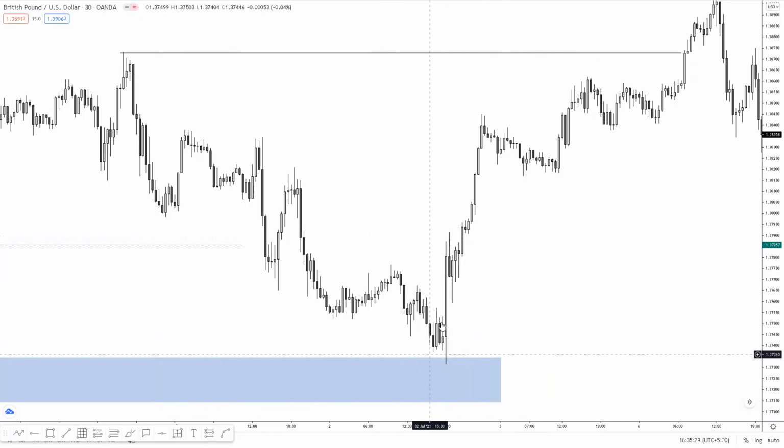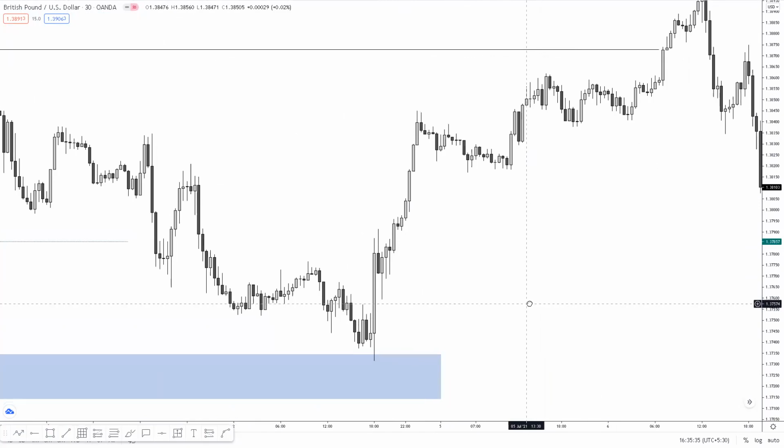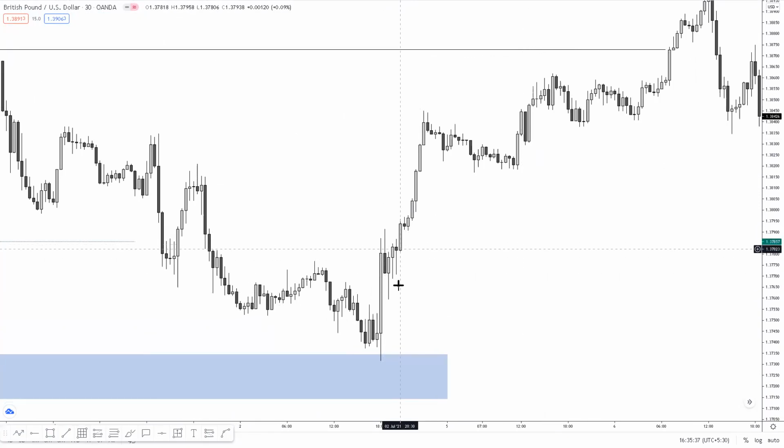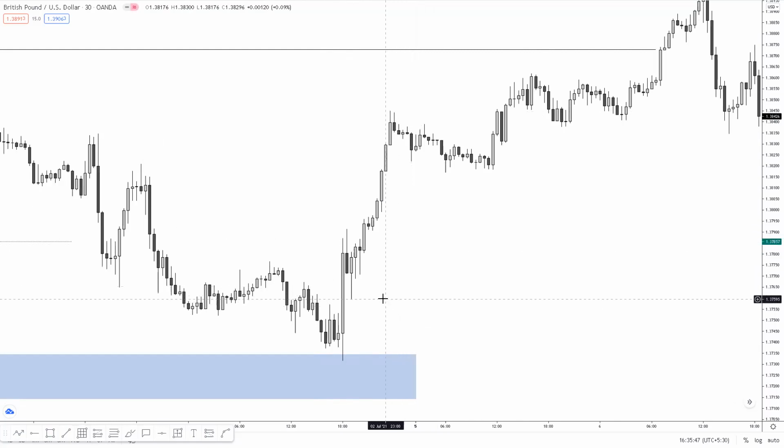And then this was NFP. This was FOMC. So now what price did was it went back up and then came back down. I told you it broke structure and then came back down and then broke structure once again right here. Then where would they place the stop losses and the sell stops?